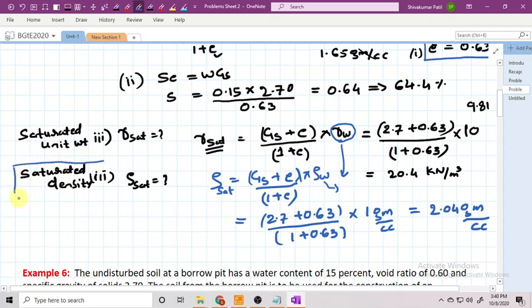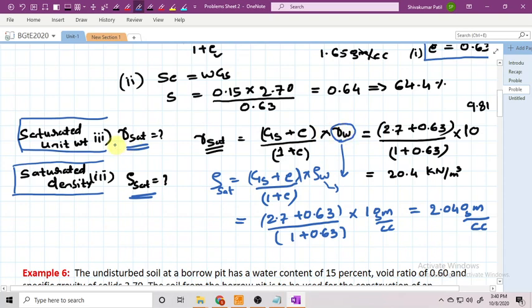Saturated density. So this is saturated unit weight. What is the takeaway point here? You should be very thorough with what is meant by saturated density and what is meant by saturated unit weight. The difference is only here.